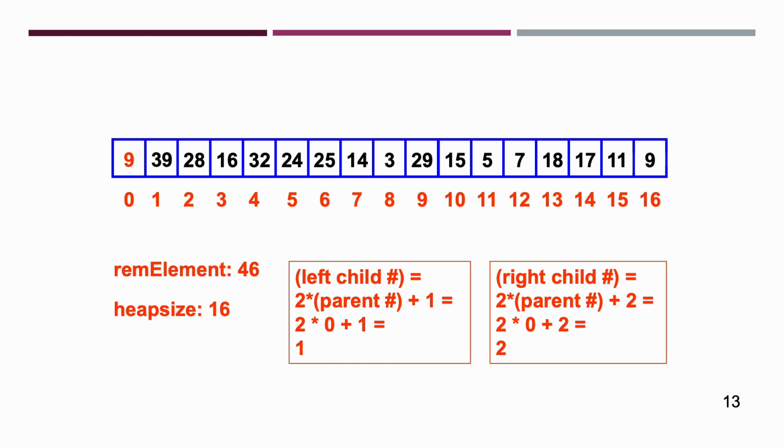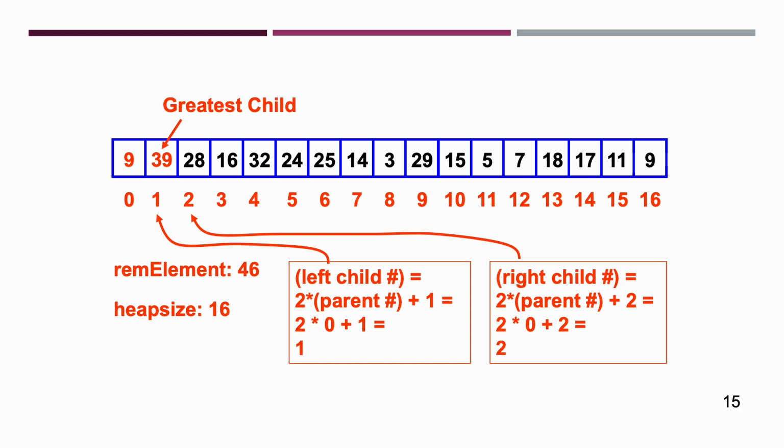So here we have the left child. How can we find the left child value? We multiply the parent index by 2 and then add 1. So 2 times 0, if the parent index is 0, then plus 1, which is 1. So 1 is the left child, and then the right child is like this. The right child is 2. So which one is the greatest child? Obviously index 2 holds the greater value.